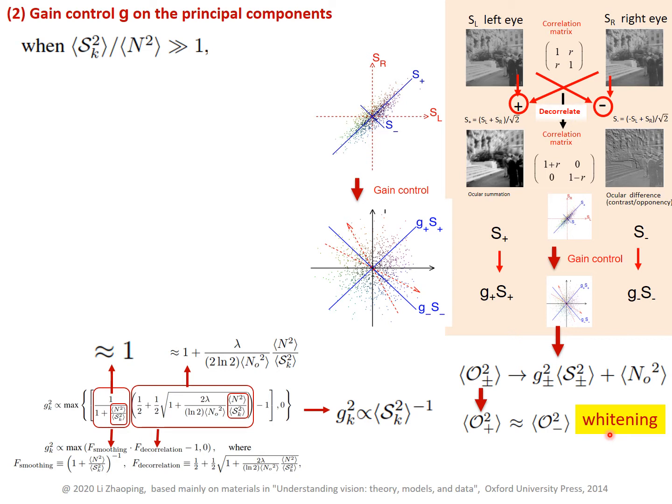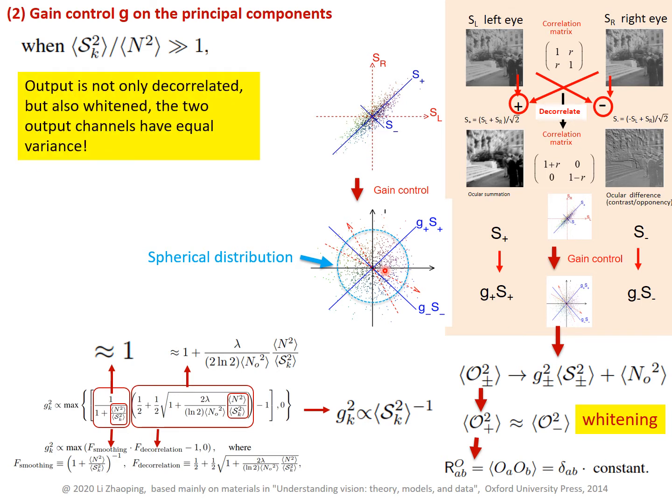And because O plus and O minus are also decorrelated from each other, and they have the same variance, the output correlation matrix is proportional to an identity matrix. The same variance in these two channels means the same variance along these axes. That means this distribution is spherical.